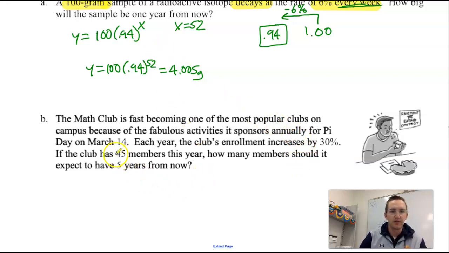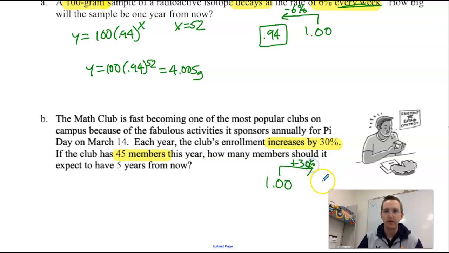So again, starting with 45 members, that's our A value. Our enrollment is increasing by 30% every single year. So for our multiplier, again, we're starting with that 100%, 1.00. That's the current membership. In this case, we are adding 30%. And how we represent 30% as a decimal is 0.30. So we have to add 0.30 to our overall 100% of the members. So our multiplier is going to be 1.30.